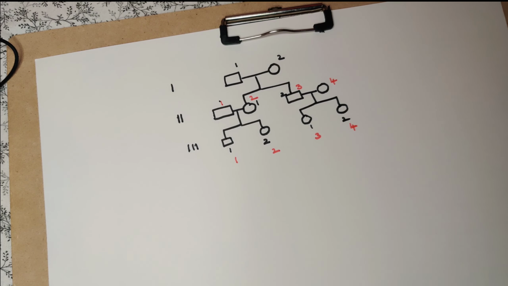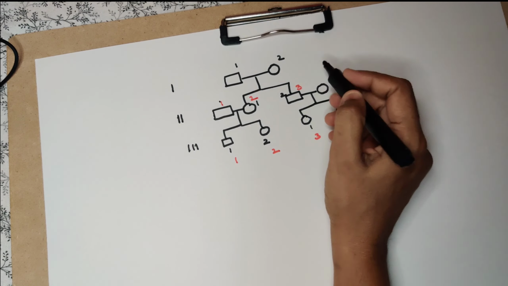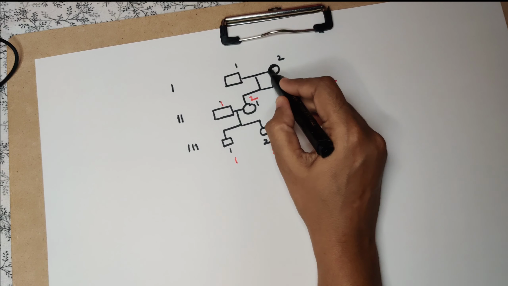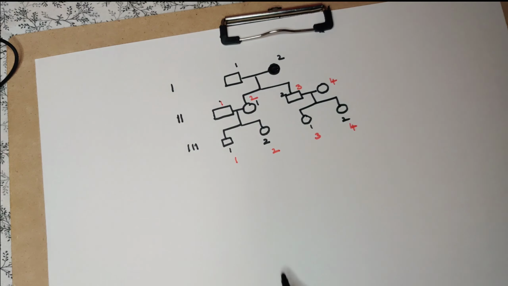Now, let me show you here the female is affected. So how will you show the female is affected? You can just shade the female box fully. So the female is affected by a genetic disease. It can be any disease. We are not going into that detail.